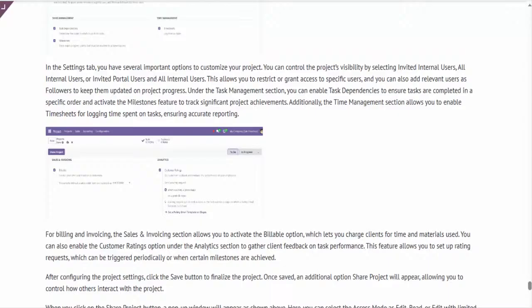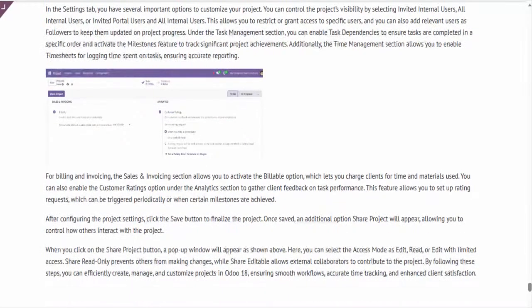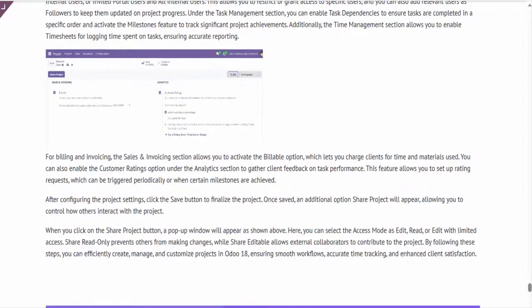For billing and invoicing, the Sales and Invoicing section allows you to activate the Billable option, which lets you charge clients for time and materials used. You can also enable the Customer Ratings option under the Analytics section to gather client feedback on task performance. This feature allows you to set up rating requests, which can be triggered periodically or when certain milestones are achieved.